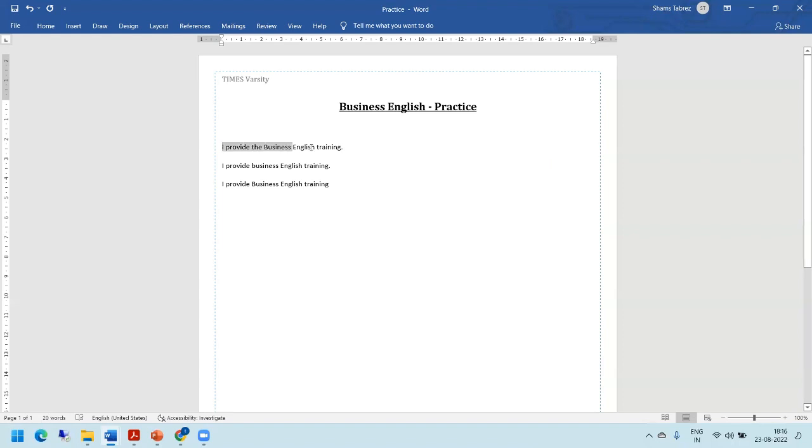you identified this sentence as correct, but what's wrong with the other sentence? Why are they not correct? Business starts with a lowercase letter B. Okay, so this is one mistake. Okay, what else?